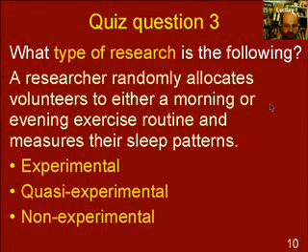Quiz question 3 then. What type of research is the following? A researcher randomly allocates volunteers to either a morning or evening exercise routine and measures and compares their sleep patterns. Well, the key there obviously is random allocation of volunteers to two different exercise routines, and that would make this an experimental study comparing two groups.